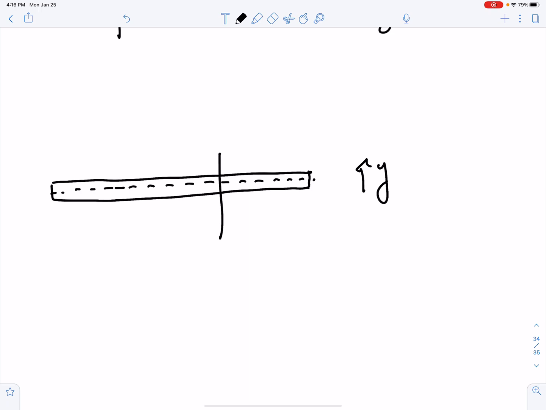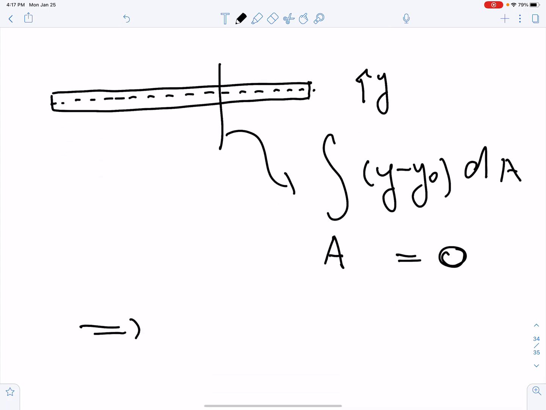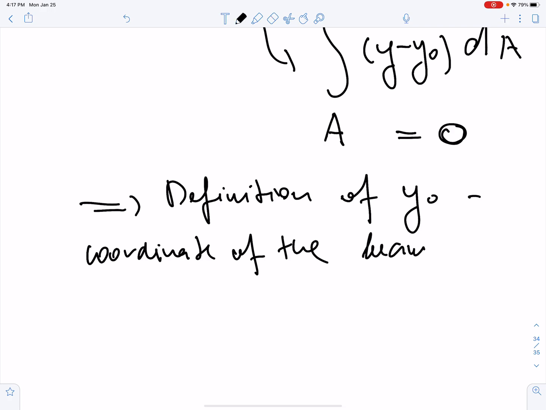Then if you look at the cross section and if you perform the integral over the cross section, okay, and then you put the density here. In fact, there's no need for density. Assume density is constant, right? And you just write the integral of y minus y0, dA, and you equate that to 0. This gives a definition of y0, which is a coordinate of the beam median axis.